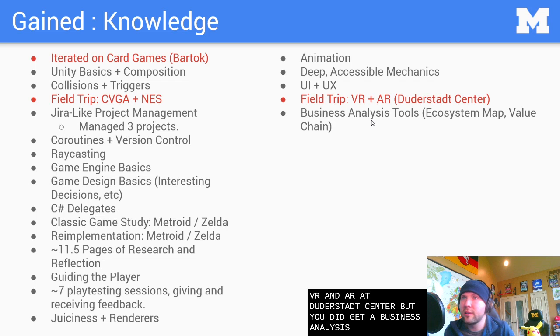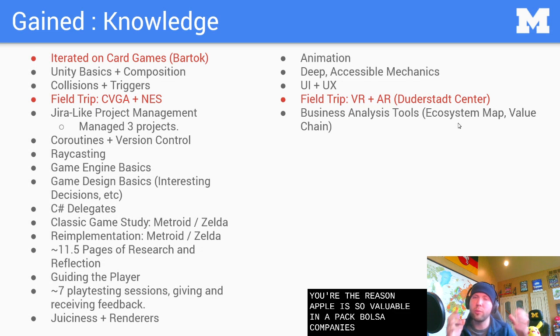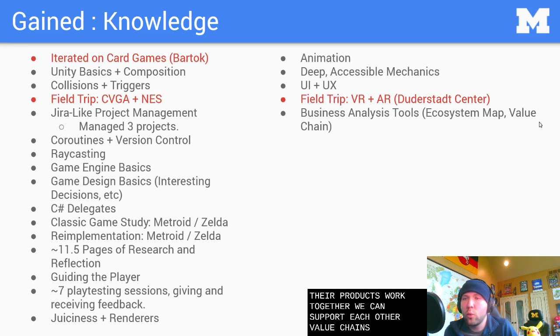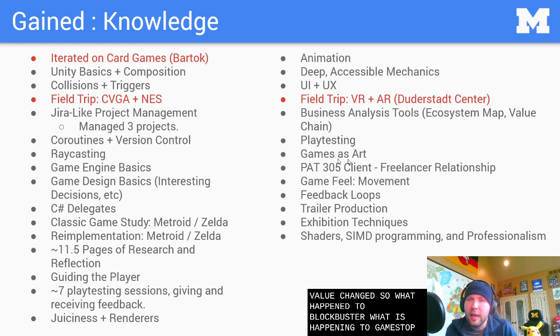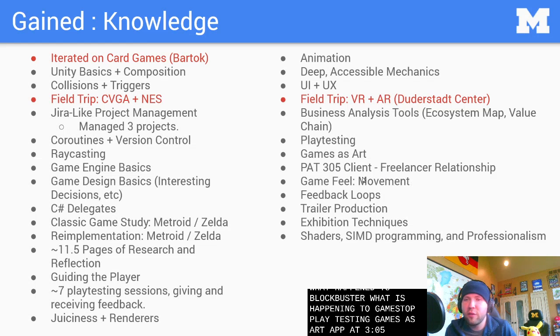business analysis lecture. You hopefully remember ecosystem maps, the idea that the reason Apple is so valuable and impactful as a company is because all their products work together and kind of support each other. Value chains. So what happened to Blockbuster? What is happening to GameStop? Playtesting, games as art, Pat 305, client-freelancer relationship, movement, feedback loops, trailer productions, right? Exhibition techniques, and a little bit on graphics programming and SIMD, and a little bit on professionalism, right?